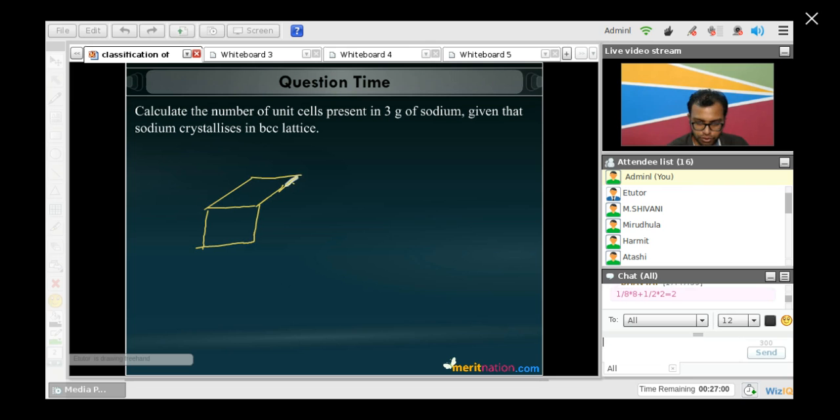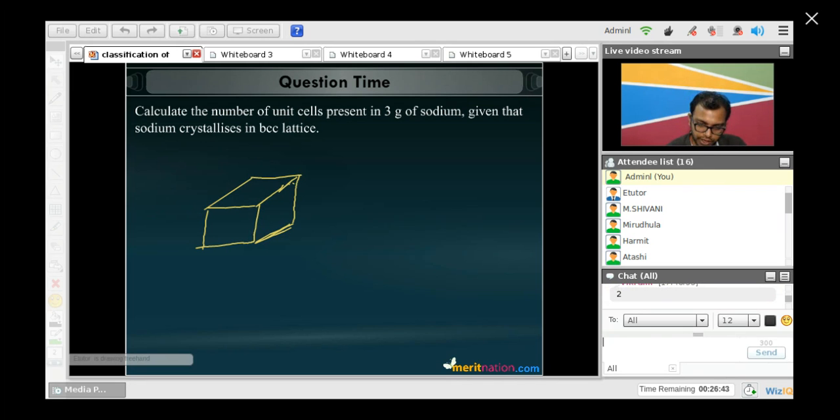Assume it is an orthorhombic structure. So in an orthorhombic structure, what do you have to consider? In orthorhombic, A is not equal to B is not equal to C, and all the angles are equal to 90 degrees. So end-centered exists only in the case of an orthorhombic structure, right?